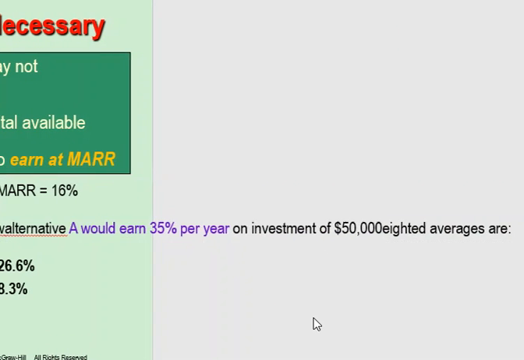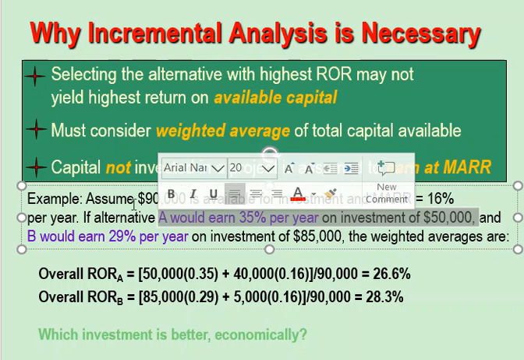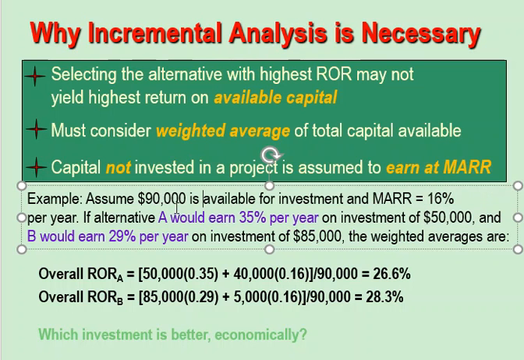The total investment is not 85,000, it's not 50,000, it is how much? 90,000. So if you want to use 50,000 and you are going to get 35% on 50,000, you have to keep in mind the initial available investment. How much is it? $90,000. So what's left? 50,000 is used, then we have 40,000 left, and we can get 16% on it.